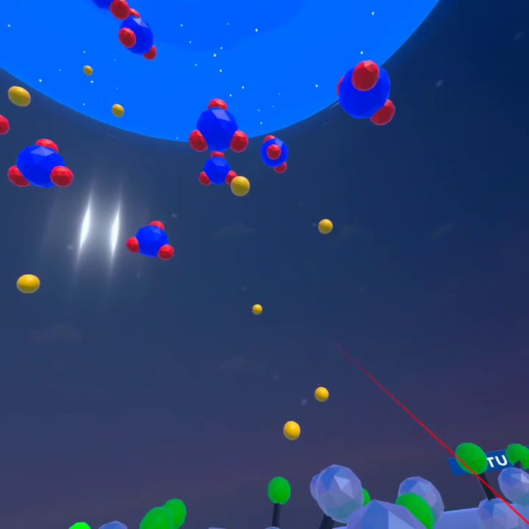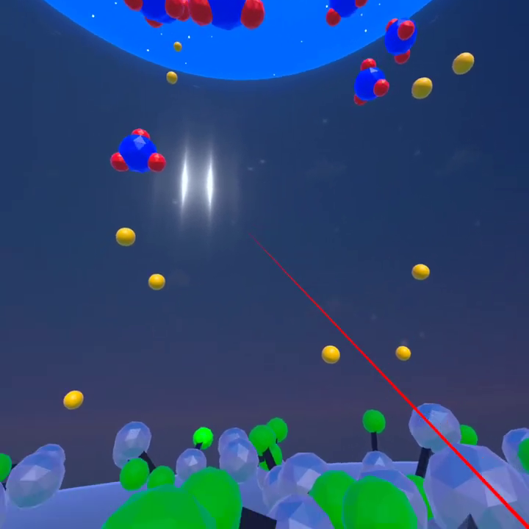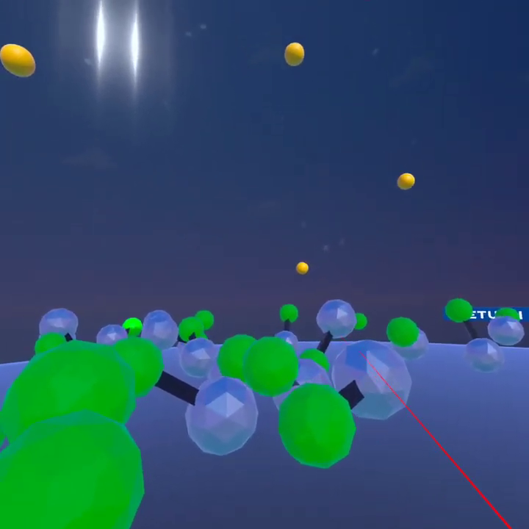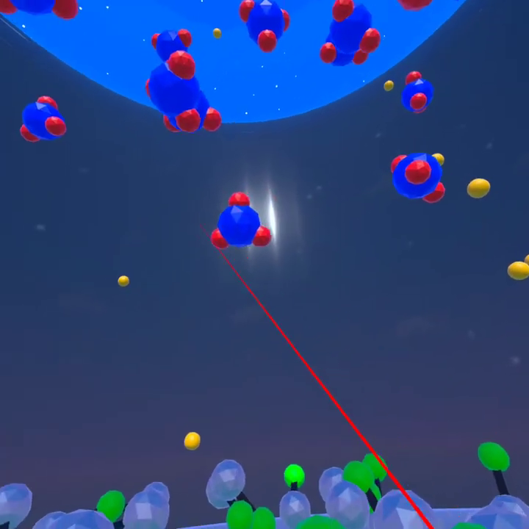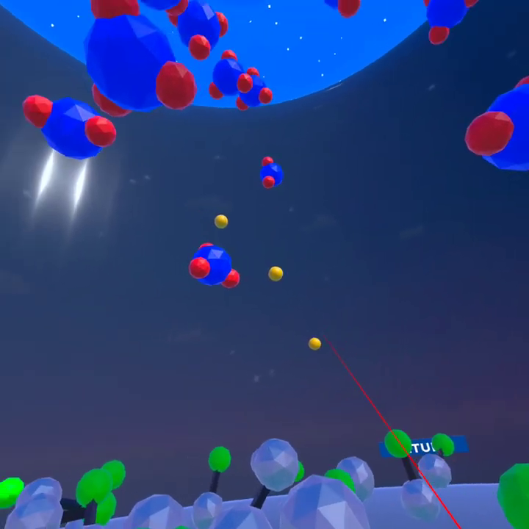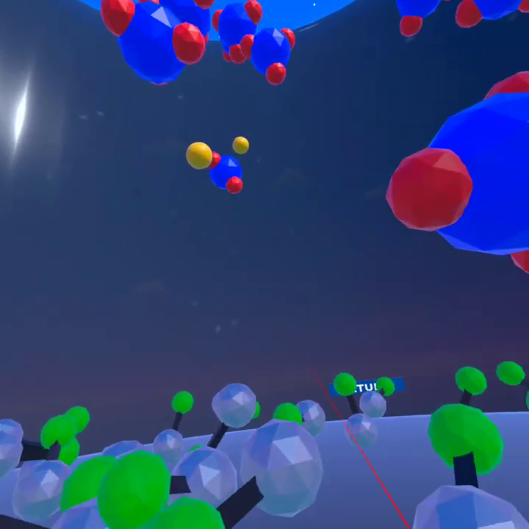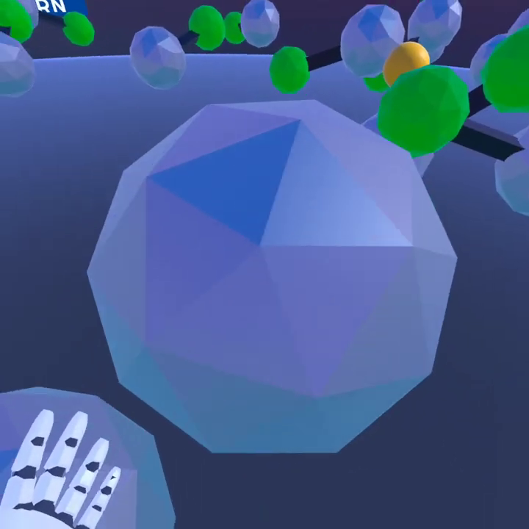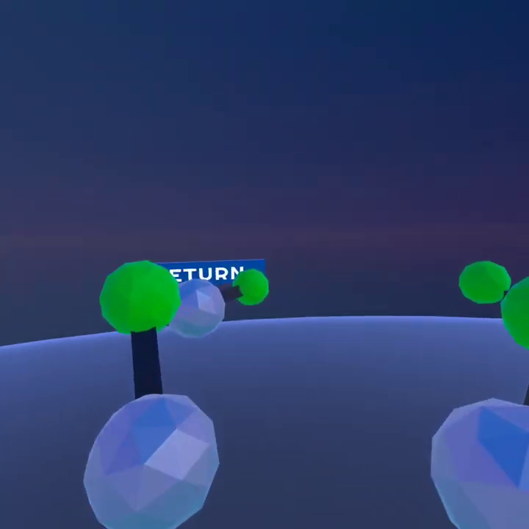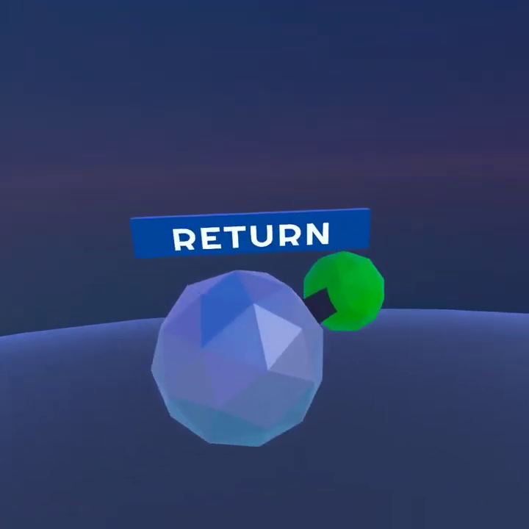But what about over here? Well, not all of the atoms take part in the reaction. The nitrates and the sodiums continue to float around. And that's because they are considered what are called spectator ions. They don't actually participate in this reaction.